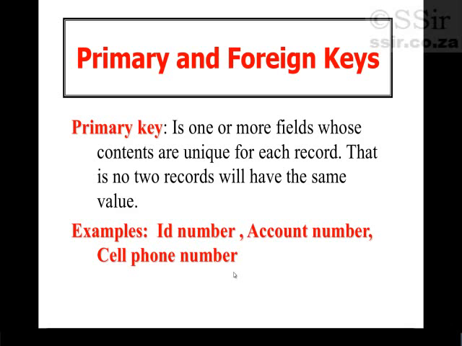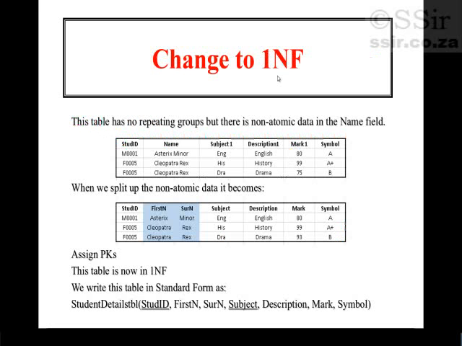Before we do the next step in achieving first normal form, let's look at primary and foreign keys. A primary key is one or more fields whose contents are unique for each record. So we'll go back to the table that we have now, but remember, that's either a single key or a combination of keys that uniquely identifies each record. So in our table, we need to remove repeating groups. We've done that, and now we need to remove non-atomic data, and I'll explain that in a moment, and then we can get to our primary keys.